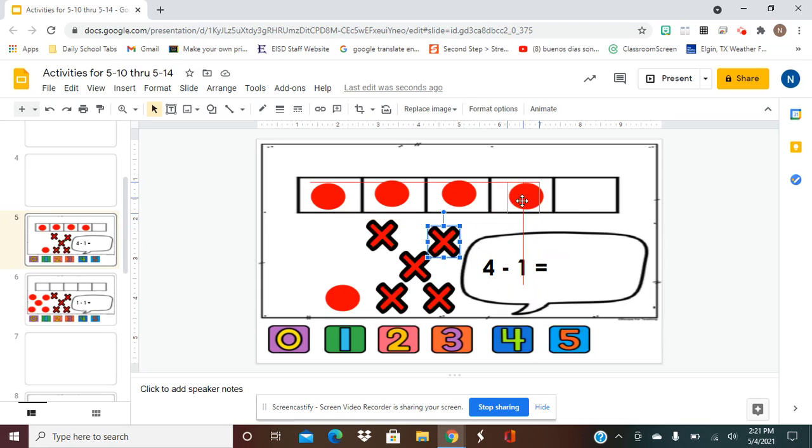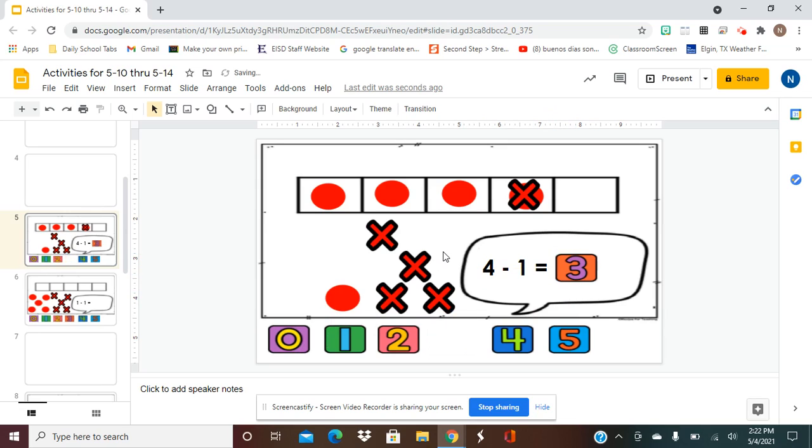So I'm going to grab that X and put it on top of this one. And that's going to tell me that I'm not supposed to count that one. That one went away. So now I have to count all of these ones to get my answer. Let's count them. 1, 2, and 3. So my answer is going to be 3. I'm going to come down here and look for 3, and here it is. I'm going to move 3 up here. Now that we're done, we're going to read our subtraction sentence together. 4 minus 1 equals 3. You could also say something like 4 take away 1 equals 3 because we are taking away 1.